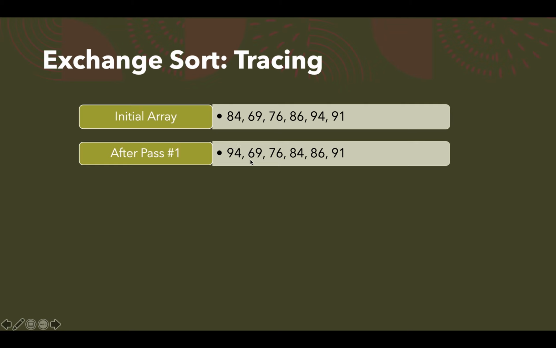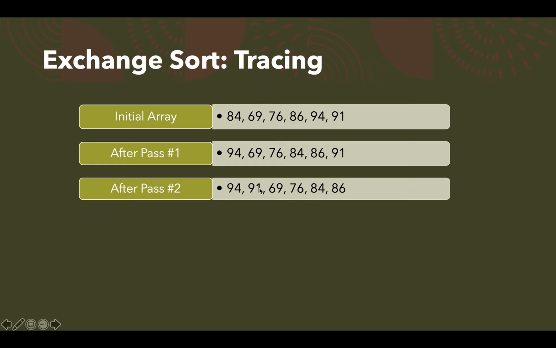Next i is incremented, so i will be pointing to 69. 69 is compared with all the remaining elements. So after the second pass you can see 91 will take the position. Okay, 69 is compared with 76, so 69 is less than 76, so the condition is true, so you will be swapping 76 and 69. Then 76 is compared with 84, so it is also swapped, 84 and 76. Next you compare 86 and 69, then you will be swapping. So like that you will be doing, and 91 will take the position.